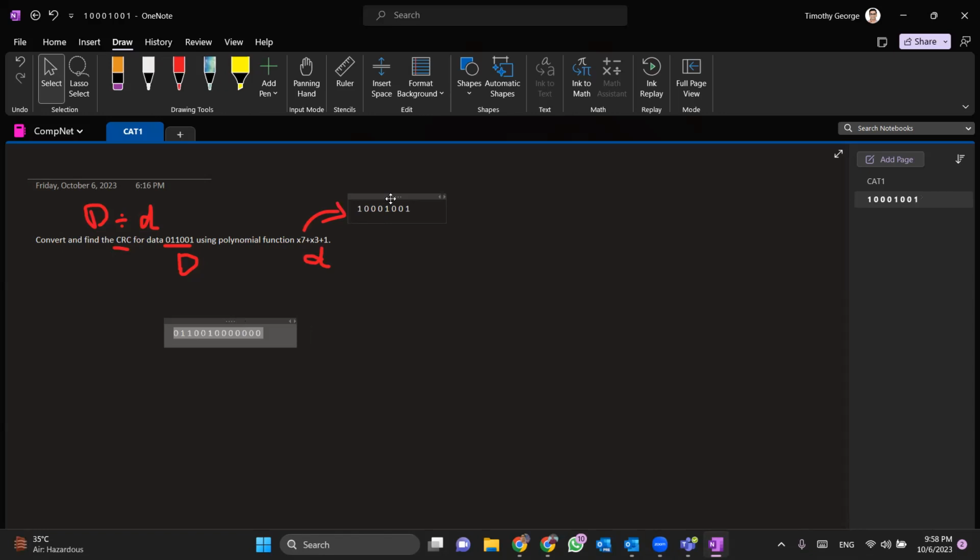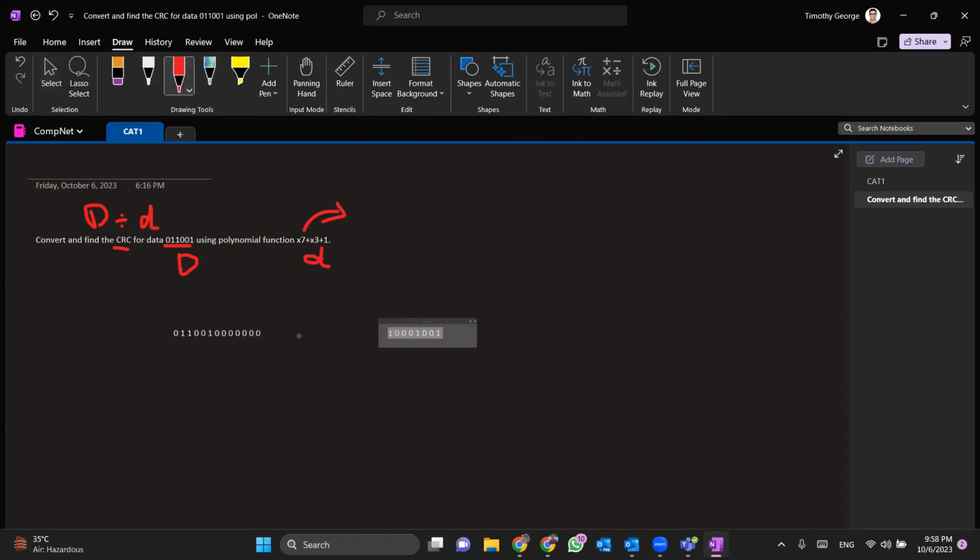And so all you need to do now is take these two numbers, divide. It's that simple. So now let's try dividing this. I'm going to try and share. Hopefully we can divide it fast enough.